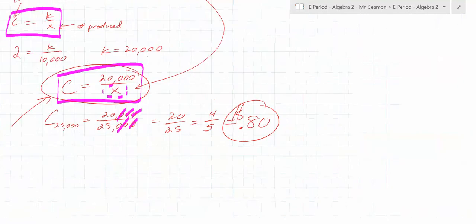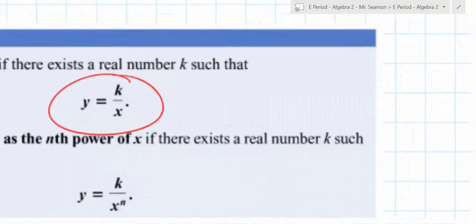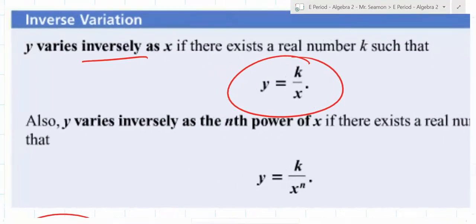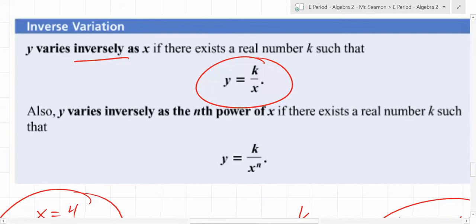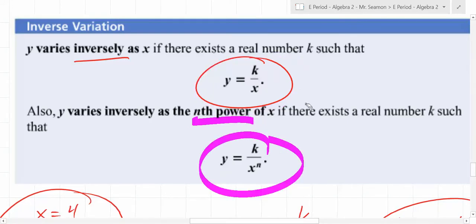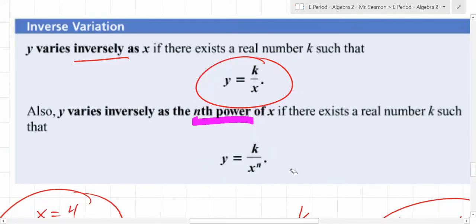Now, the only thing they add in here is the nth power. What's the only thing that changes when it goes to the nth power? What's the only difference between this and this, kids? One of the x is now to a power. That's the only thing that changes.